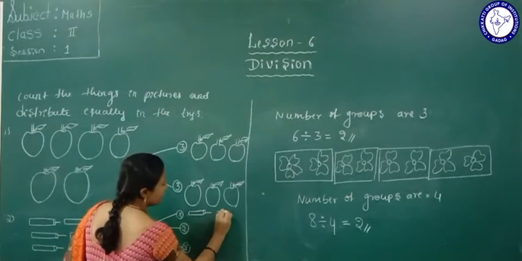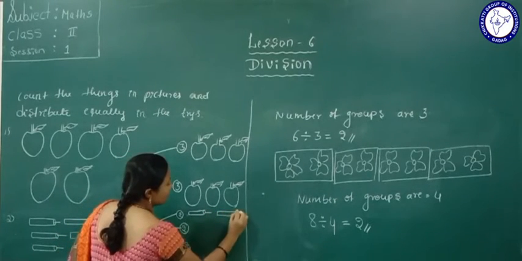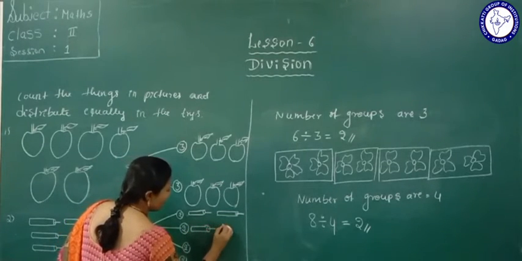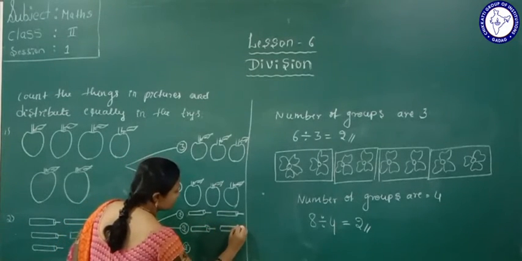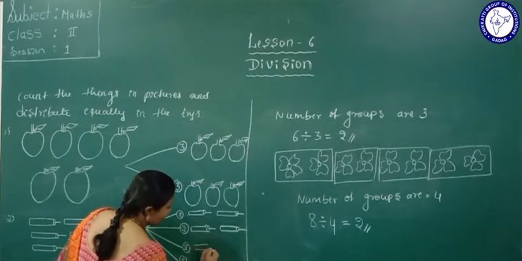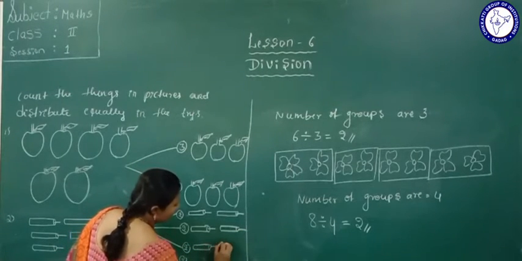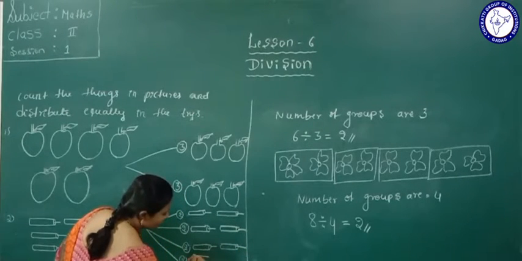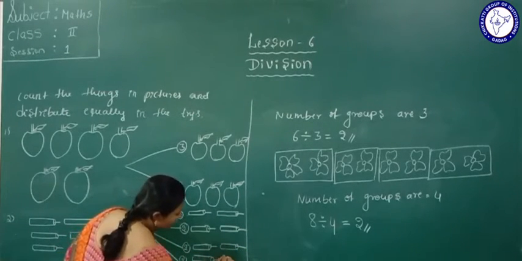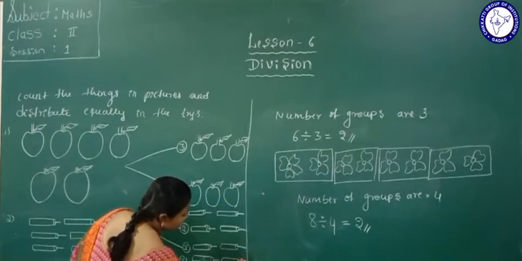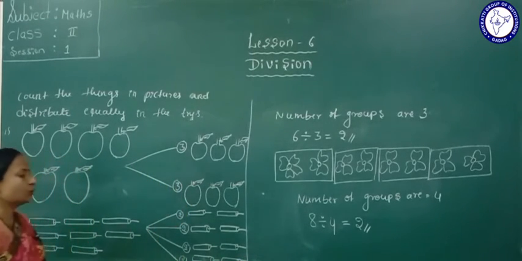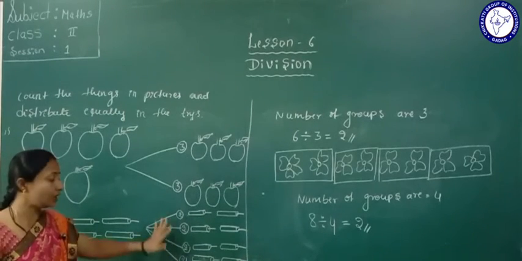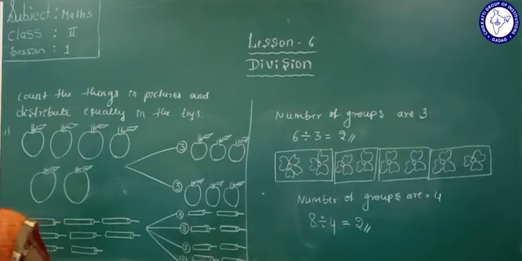One candle, another one candle, here also 2, 1, 2, 1, 2, 1, 2. It means totally we distribute 8 candles in 4 groups. Understood? Equally we will distribute. Okay. Next one.